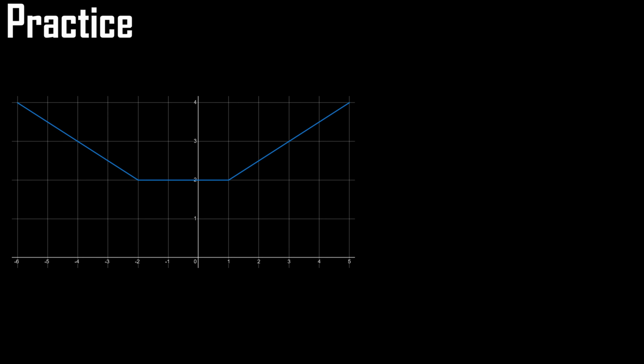All right, now let's get some practice. Pause the video and write down where it's increasing, decreasing, and constant. So starting from the left, we can see that our x values are getting larger, but our y values are decreasing. So from negative 6 right here, all the way to negative 2, we know we are decreasing. So we're decreasing on the interval negative 6 to negative 2.